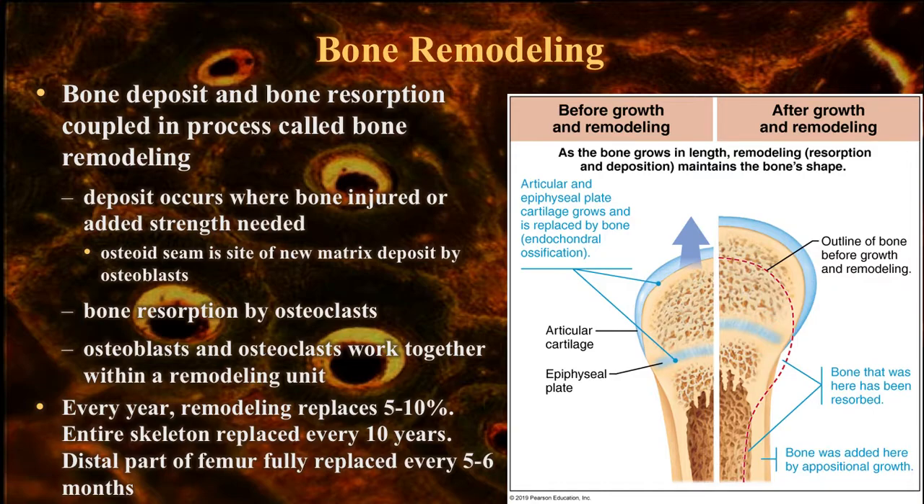So deposit occurs where the bone is injured. So if you have a crack or if you have a fracture that we're going to talk about later, then this happens at a high rate. Okay, you're building up and you're breaking down. But it also happens where added strength is needed. Okay? This is what gives you your bone markings. So the bumps out where the muscles are attached, those get bigger and bigger as that muscle is used. So the muscle is used, it pulls on it. You need a stronger area where that muscle attaches, and so that bone marking will grow over time.